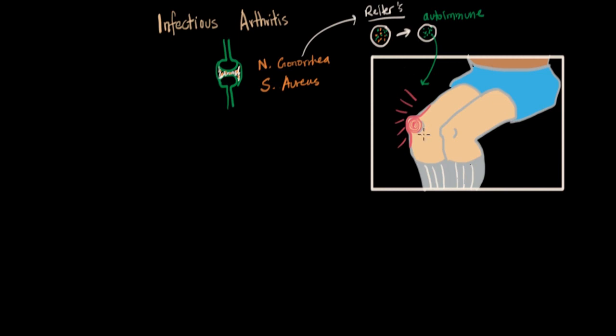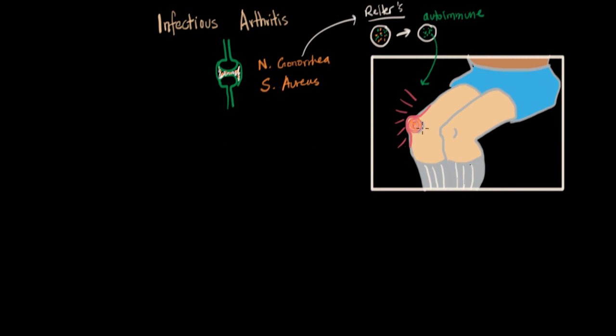But in infectious arthritis, it's different because the gonorrhea is local in the knee. I'll draw the orange crystals here. It's not elsewhere in the body, and it's an active infection, meaning it's not been cleared and the immune system is trying to get rid of it locally. And so infectious arthritis is not an autoimmune disease, it's simply an infection in the body.